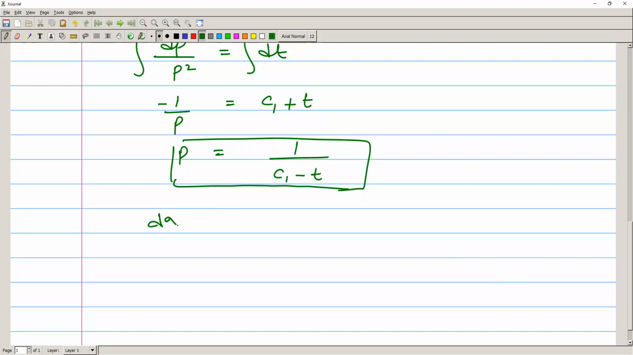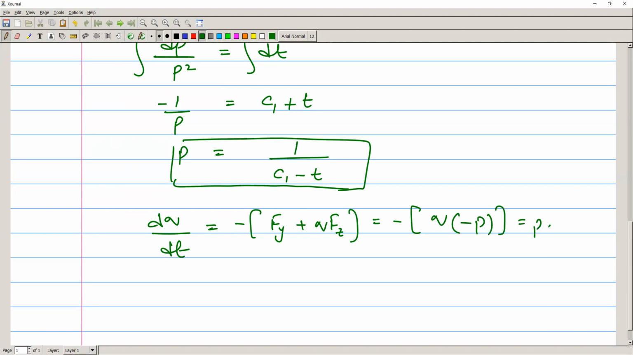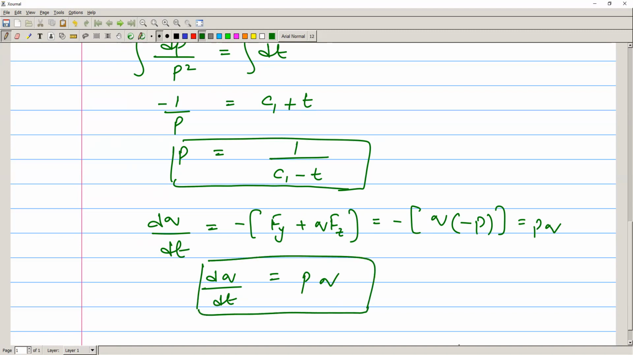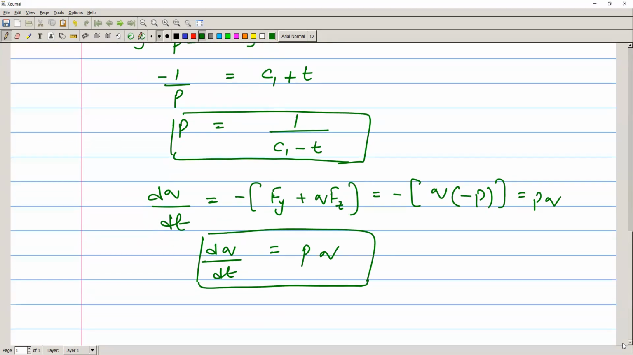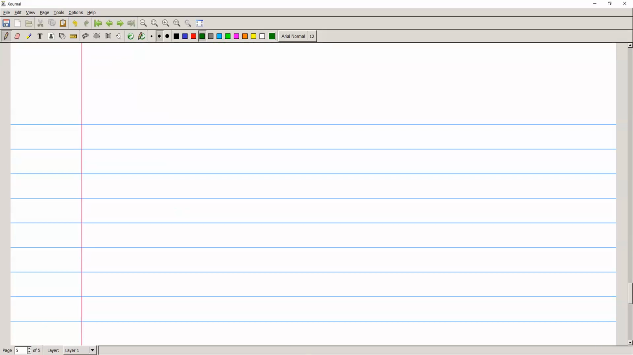The other equation is dq over dt is equal to negative fy plus q times fz. Again, there is no function of y, so fy will be 0, and we are left with q times negative p, so this will be equal to pq. So dq over dt is equal to pq. We already found p in the above equation, so we can plug the value of p in terms of t into this equation and solve for q.